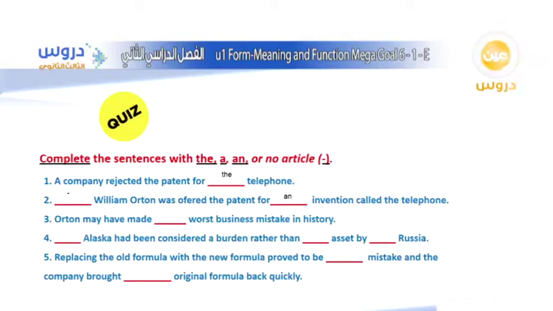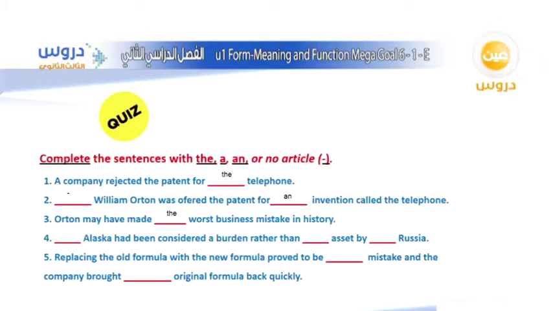Number three. Orton may have made worst. Do you remember which article we use with the superlative? Most and worst. We should use the. So, right here: the worst business mistake in history.